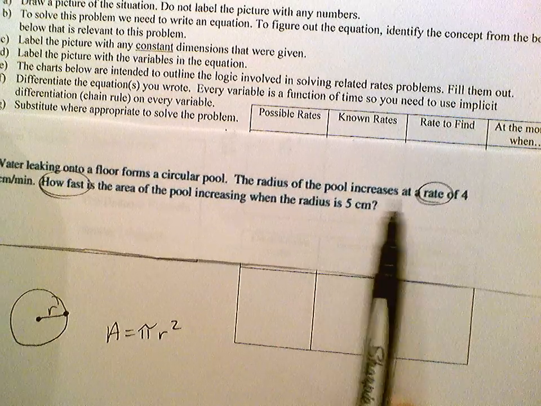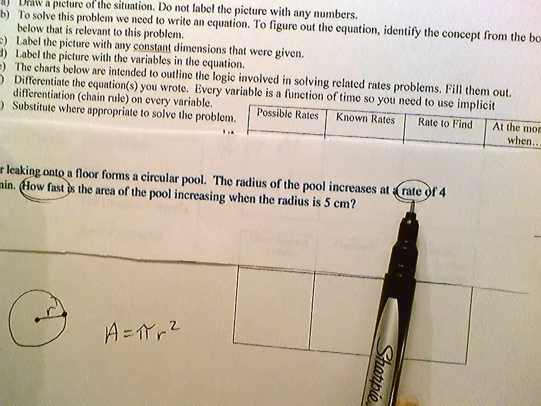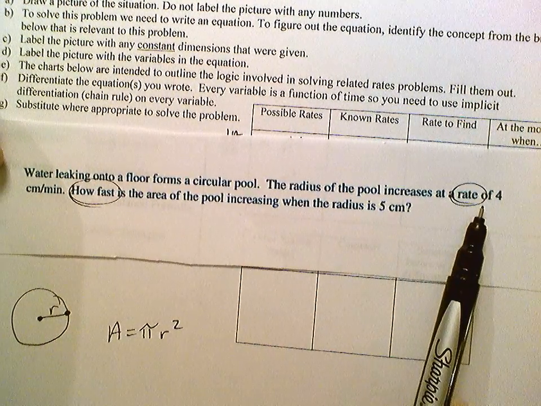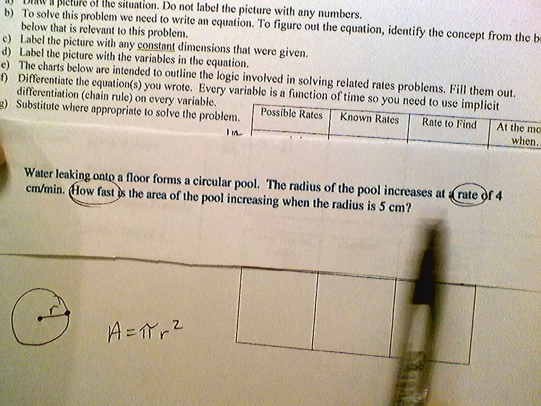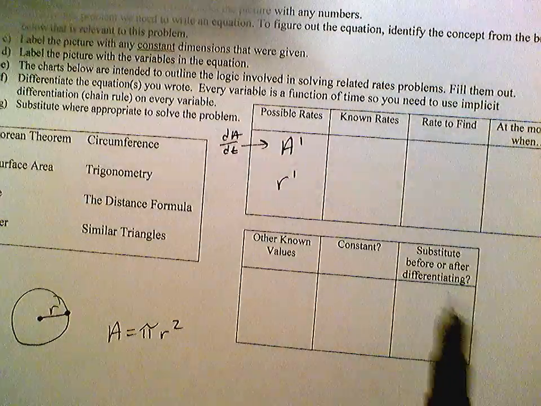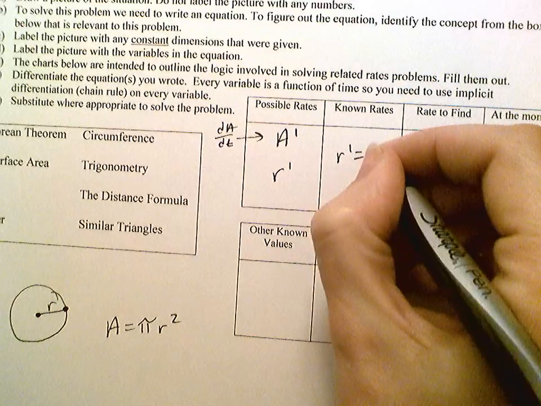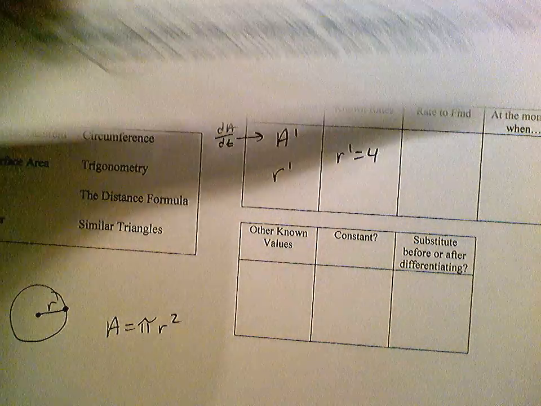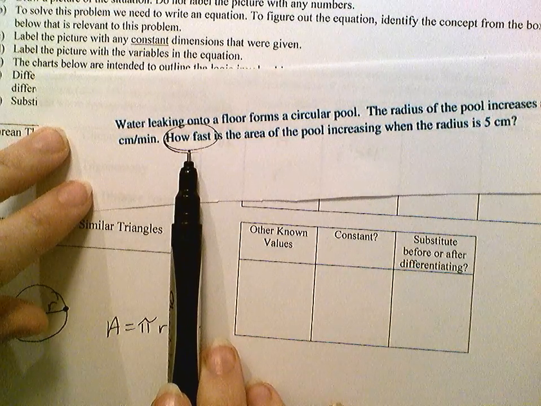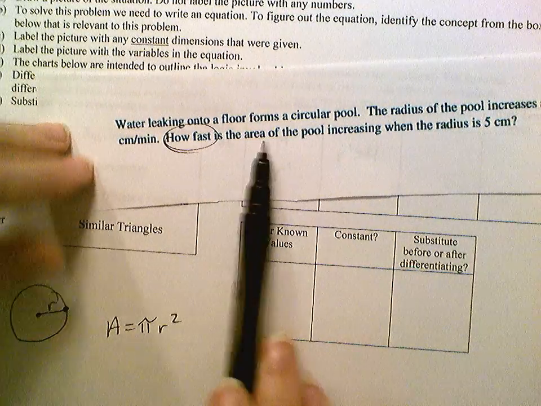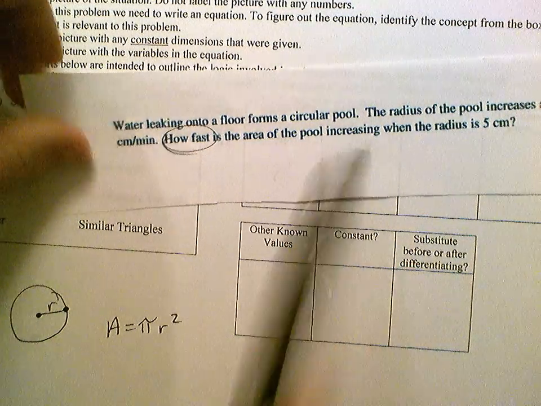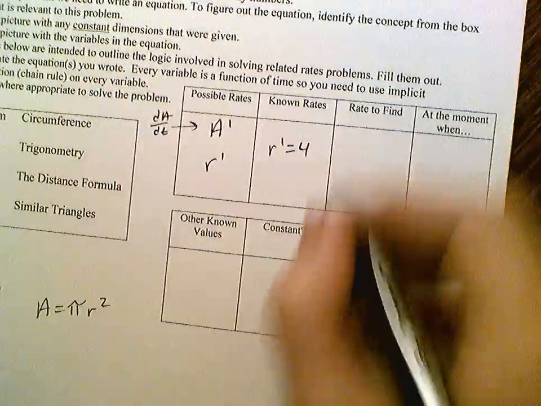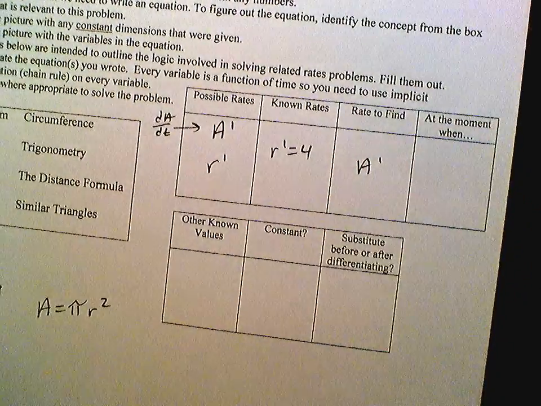The radius of the pool increases at a rate of 4 centimeters per minute. So we know r prime equals 4. Am I finding a rate? Yes. How fast is the area of the pool increasing? That's a rate, so they're asking me to find A prime.